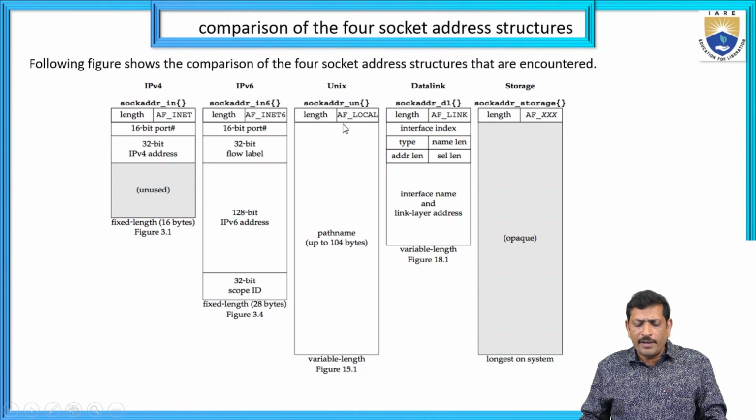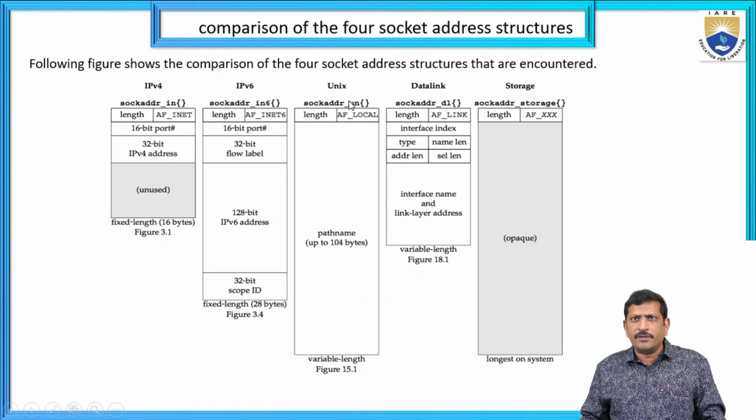Now, for all AF families, in IPv6 the port number is 16 bit, the flow label is 32 bit, and the IPv6 address is now 128 bit. In Unix, the path name is an unsigned integer up to 104 bytes, a variable length. So it is a variable length socket address.